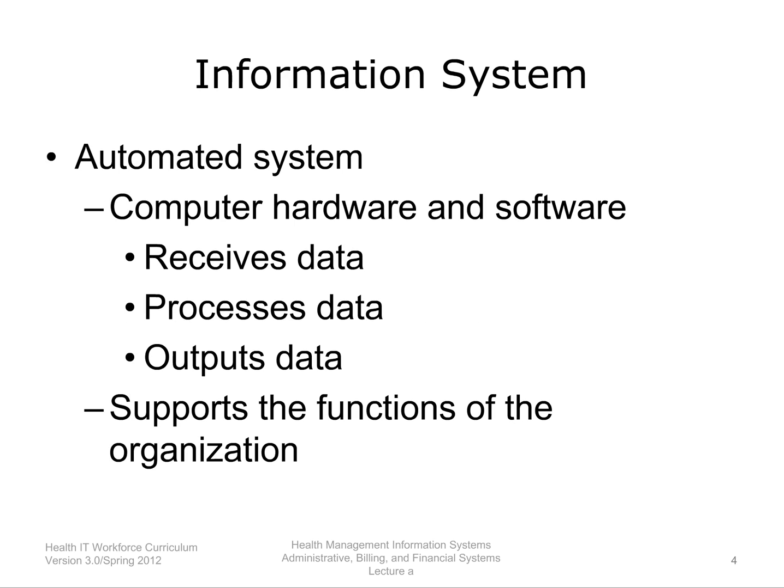Slide 4. Let's begin with a definition of an information system. American Health Information Management Association, AHIMA, defines information system as, quote, an automated system that uses computer hardware and software to record, manipulate, store, recover, and disseminate data. That is, a system that receives and processes input and provides output. End quote. AHIMA, 2012, page 181.